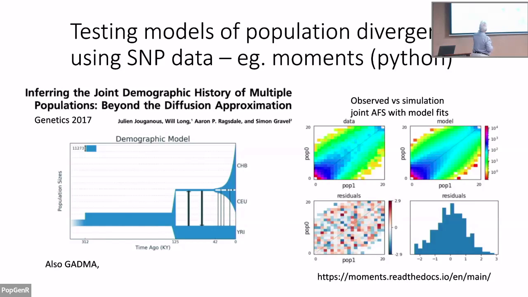But this is an example. This is human data, very extensive, of course, looking at human history. You simulate allele frequency spectra or site frequency spectra jointly between 2 taxa or 3 taxa.